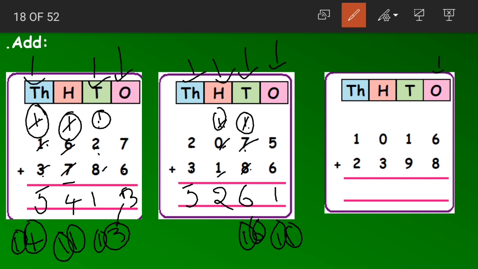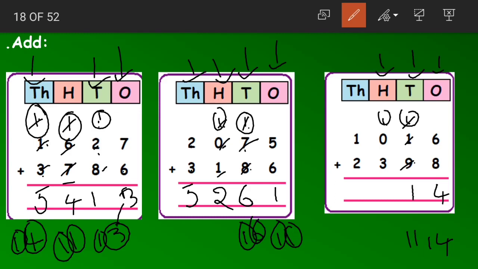In the ones place we have 6 plus 8. 6 plus 8 is equal to 14. So we'll write 4 here and 1 gets carried. In the tens place we have 1, 1 and 9. 1 plus 1 becomes 2. 2 plus 9 becomes 11. So we'll write 1 here and 1 will be carried.